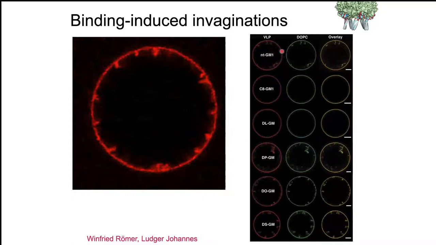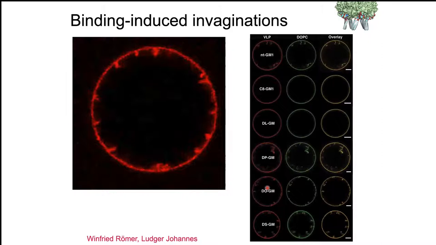And you can see that if we have the native GM1 in there, the VLPs can make very nice tubules. However, this is not possible if we have the short acyl chain or the other short acyl chain GM1 in there. But if we have the long acyl chain GM1s in there, there's no problem. The virus can bind to and deform these membranes. So somehow the virus can exert its force on the membrane and push itself into the membrane in dependence on the lipid acyl chain.